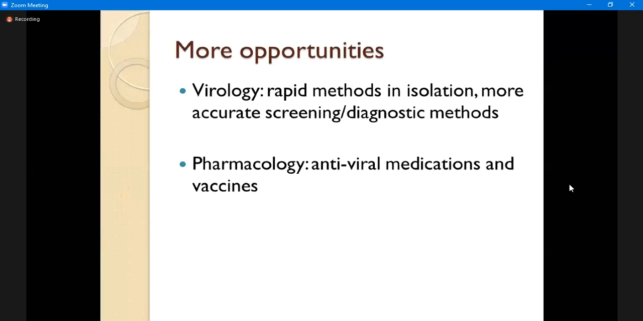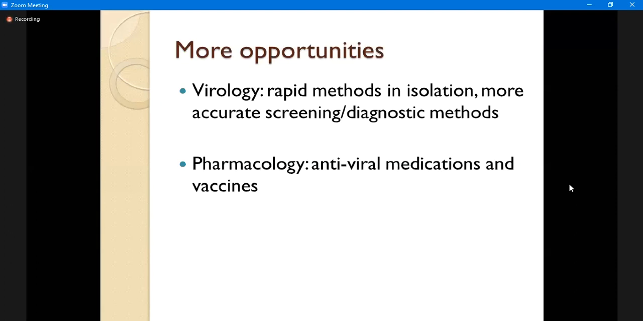Now, there will be more opportunities in virology, because people will develop rapid methods of isolation and more accurate screening and diagnostic methods, as I know that the reverse transcriptase PCR that we have in place has about 70% sensitivity at its best, I believe.